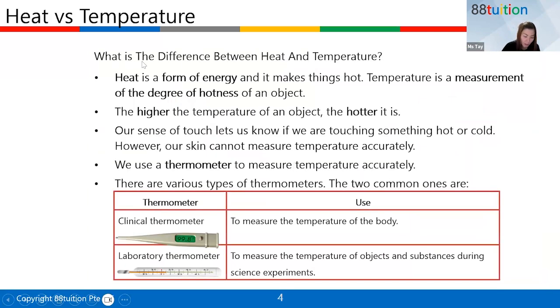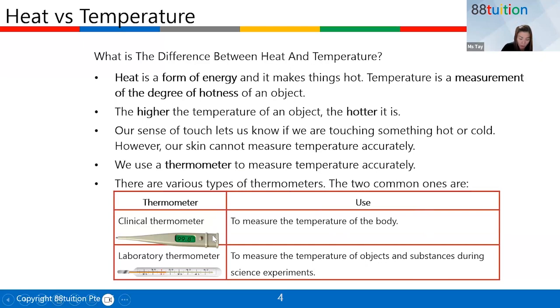Now, what is the difference between heat and temperature? Did I go through this last week? I did, right? Yeah, so we talked about what is heat, what is temperature, then we learned how to measure temperature. But then, to talk about heat, how is heat being measured? Of course, you need to be able to know how it's actually being measured.